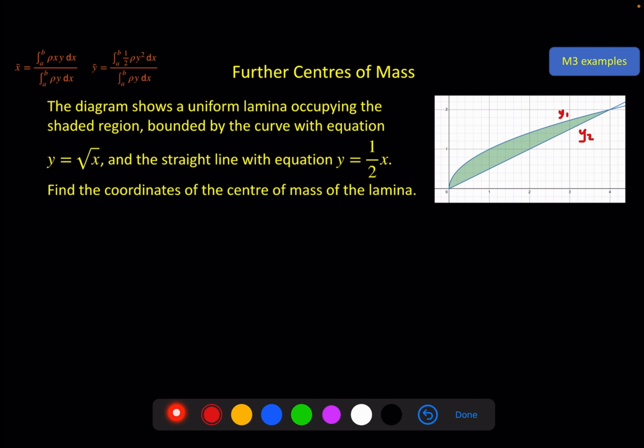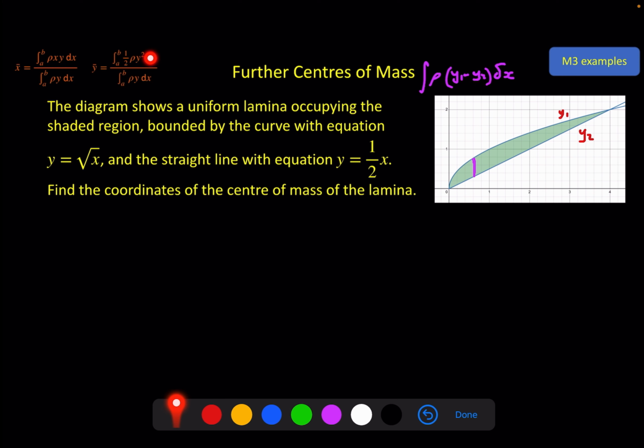First of all, we need to consider the strips that we're using. So if I put on a strip here, then the strip was important for the two reasons of the area and the coordinates of the centre of mass. So the area here is not just y times delta x, this is going to be y1 minus y2 times delta x. So we've got y1 minus y2 times delta x times rho integral, and that will be the denominator. So instead of the y here, here, and here, we're going to have y1 minus y2.